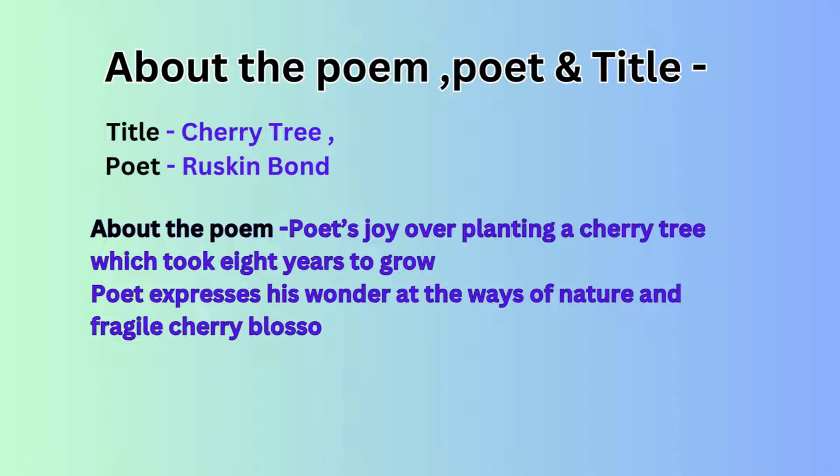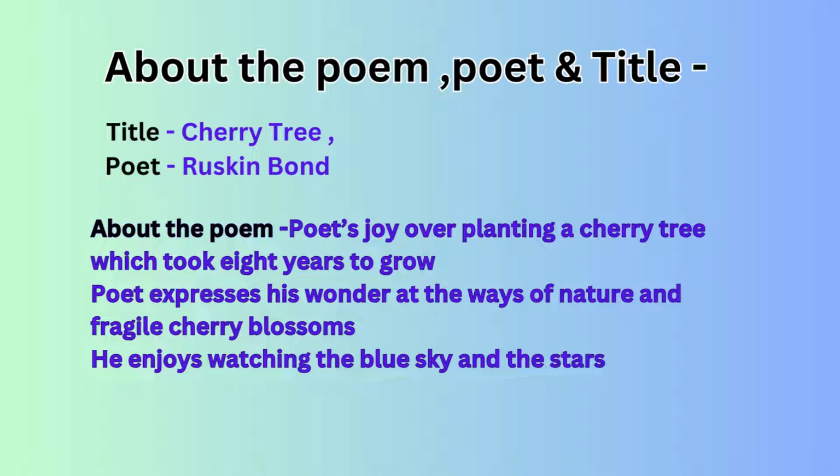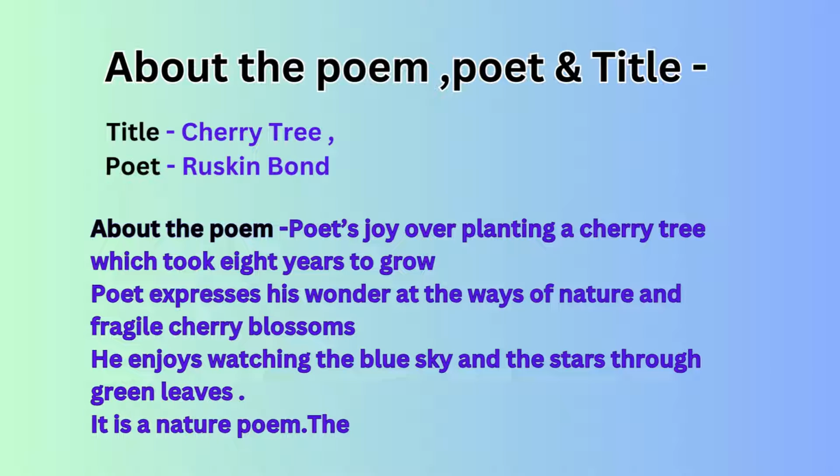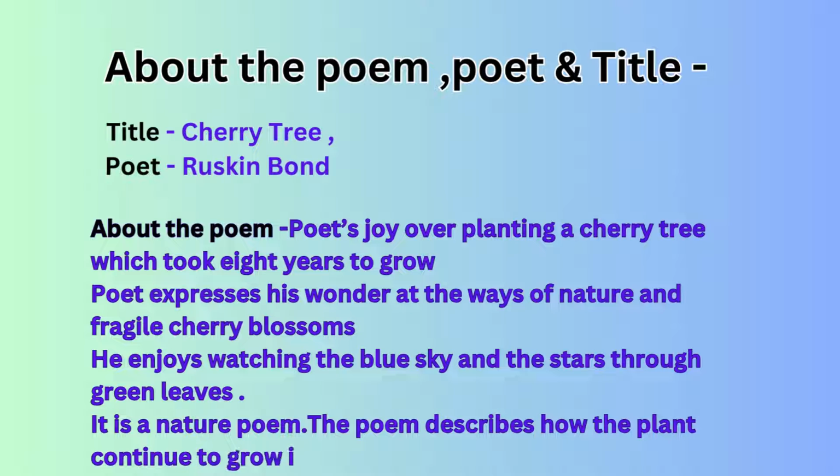This poem, Cherry Tree, is about the poet's joy over a tree which he planted that took 8 years to grow. He expresses his wonder at the ways of nature and how the cherry blossoms are fragile and quick to fall.